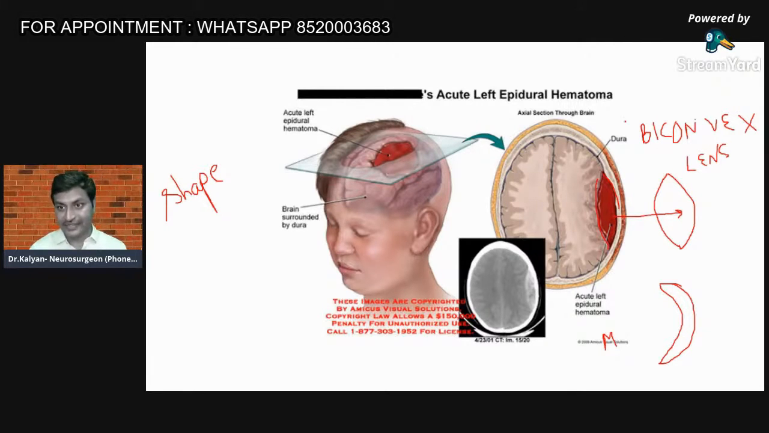So this is the answer. Biconvex, which looks like our contact lens, is extradural hematoma. I want every one of you to type. Yes, Dr. Madana said biconvex. I'm waiting for Dr. Harsh, Dr. Karthik, Dr. Sujan, Dr. Fatima.